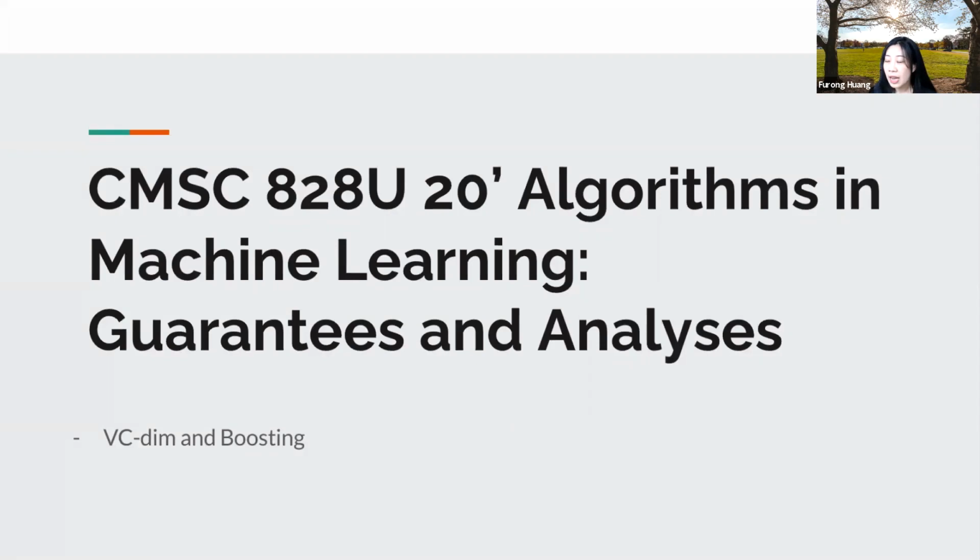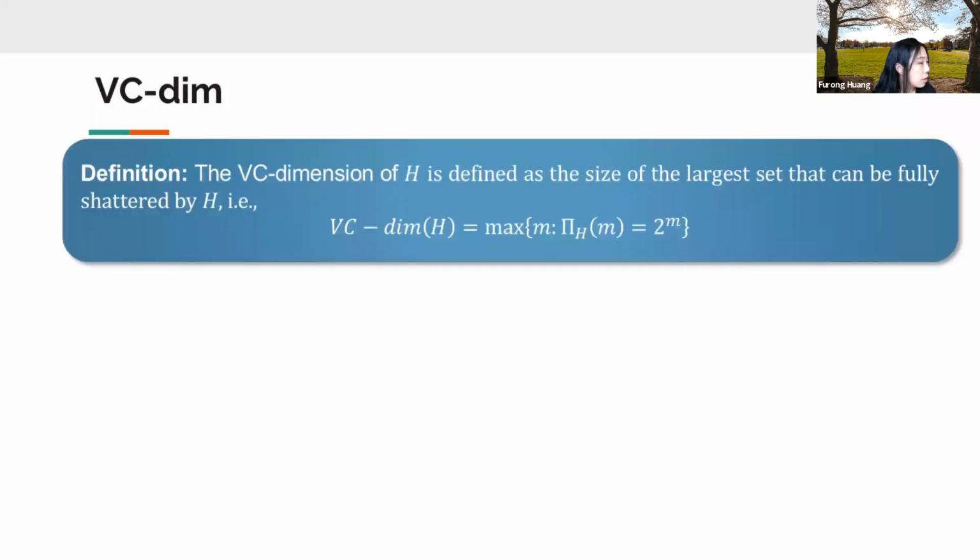Through seeing these examples, we'll see how we can use a lower and upper bound to characterize the VC dimension of any hypothesis class. Hopefully this is helpful for our practical uses. All right, so again, just to remind everyone, the VC dimension of a hypothesis class H is defined as the size of the largest set that can be fully shattered by H.